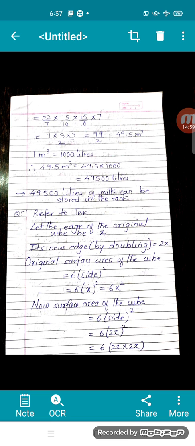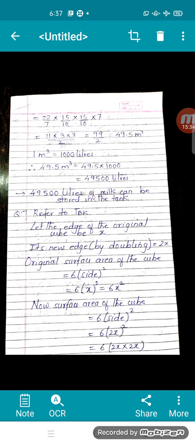Now we go to question number 7. If each edge of a cube is doubled, how many times its surface area increases? Let the edge of the original cube be x. Its new edge by doubling will be 2x. So original surface area of the cube is 6 into side square, 6 into x square, that is 6x square. Now surface area of cube is equal to 6 into side square, 6 into 2x whole square, you get 24x square. New surface area of cube divided by original surface area of cube, 24x square upon 6x square is equal to 4. So surface area of cube will increase 4 times.